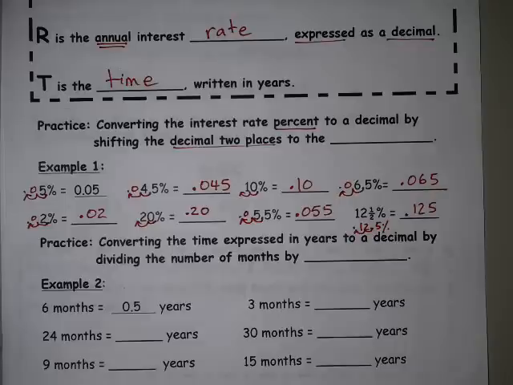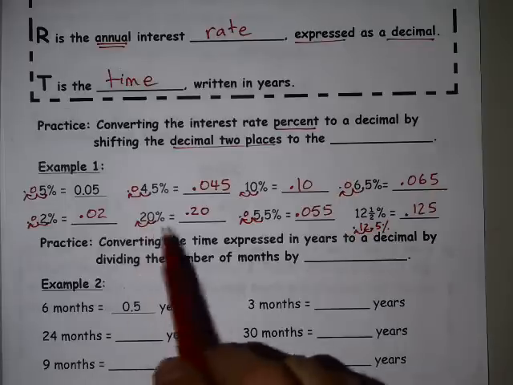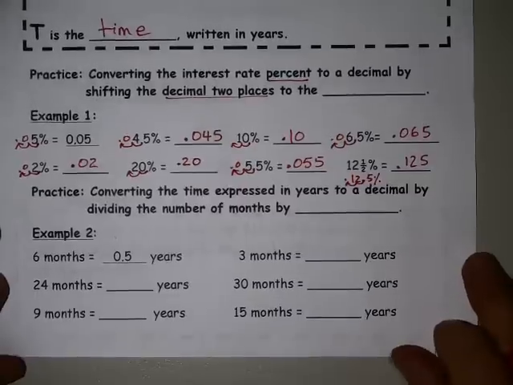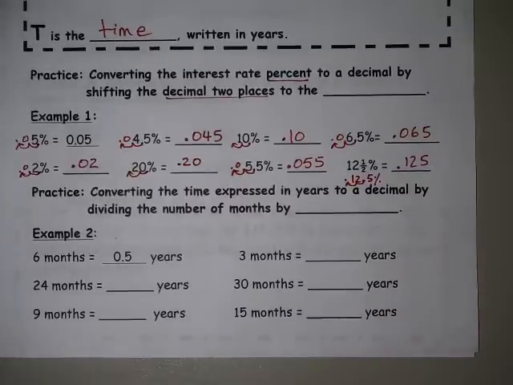So anytime we're working with simple interest, you do have to make sure that you're changing percents to decimals correctly by moving the decimal twice to the left. That was easy. Well, yeah, that should be pretty easy. So that's the first thing that's going to be a little bit tricky in these kind of questions. Okay, the next thing that's going to be tricky is the time.